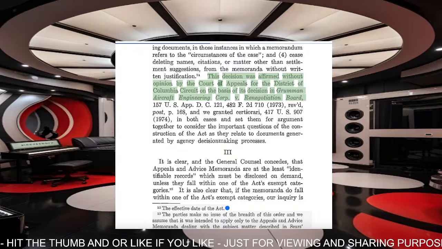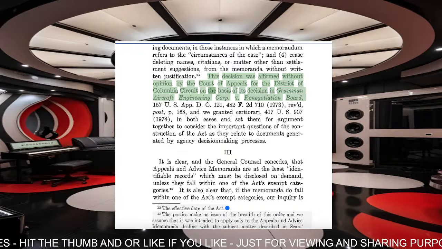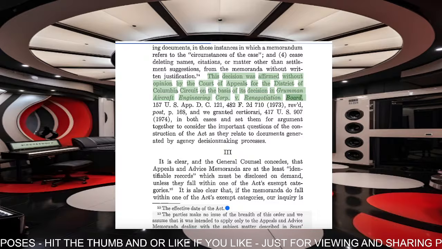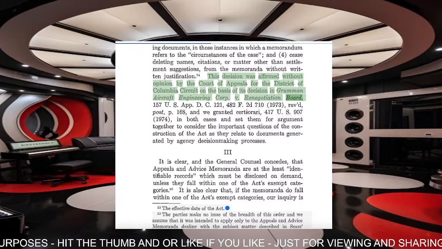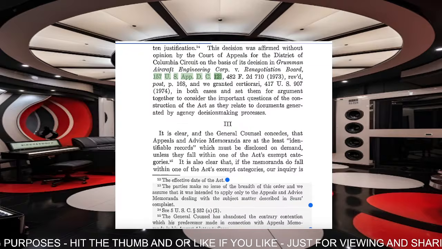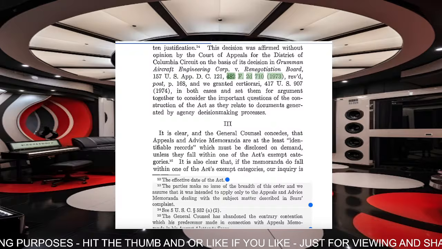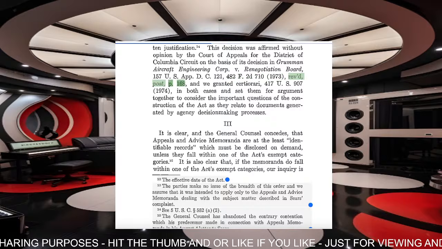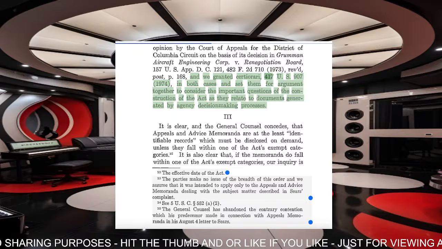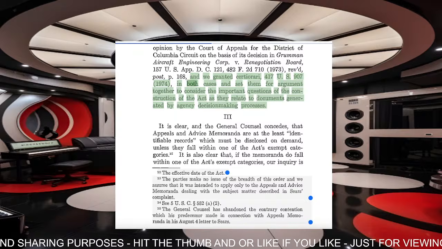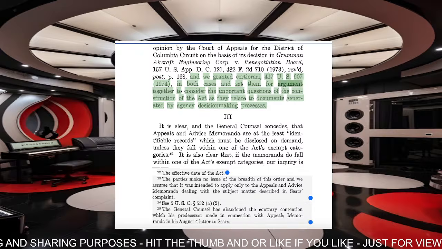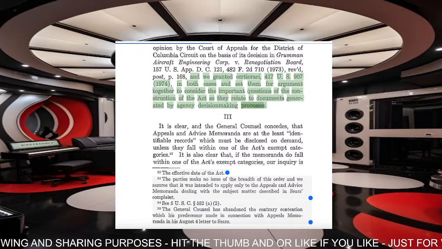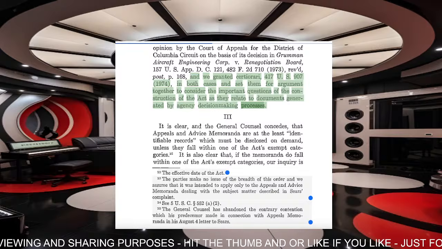This decision was affirmed without opinion by the Court of Appeals for the District of Columbia Circuit on the basis of its decision in Grumman Aircraft Engineering Corp. v. Renegotiation Board, 157 U.S. App. D.C. 121, 482 F.2d 710, reversed, post, page 168. And we granted certiorari, 417 U.S. 907, in both cases, and set them for argument together to consider the important questions of the construction of the Act as they relate to documents generated by agency decision-making processes.